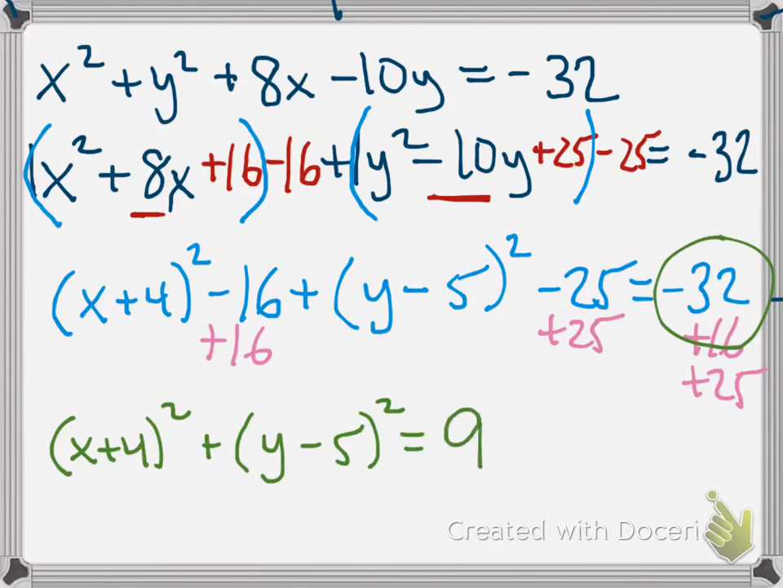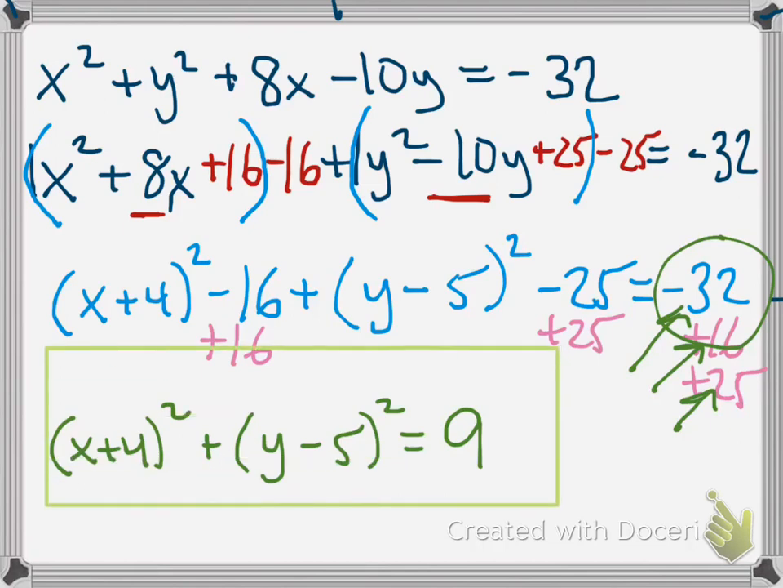But just add together. If you're confused where I got the 9 because of my misspeak right there, just add these 3 numbers together and you'll get 9. And then we got the answer to the question right there. There's the circle in graphing form.